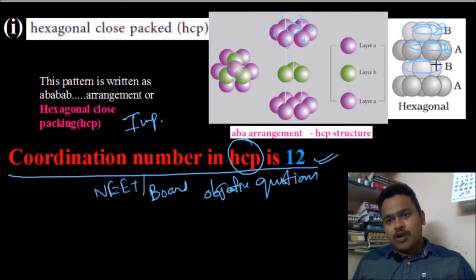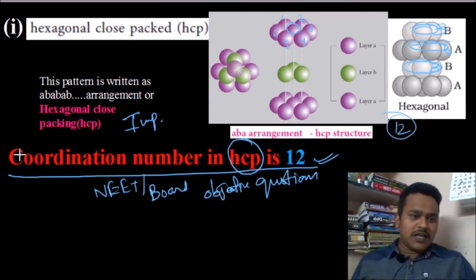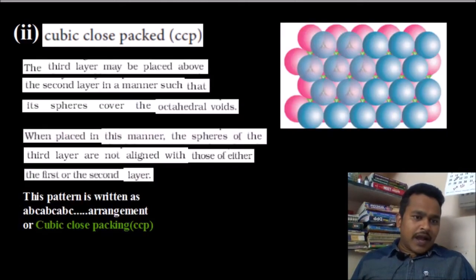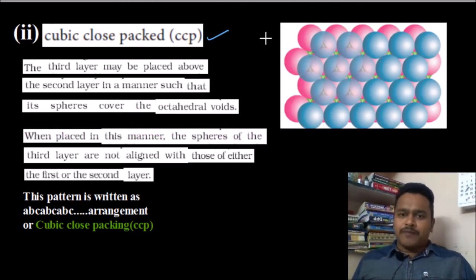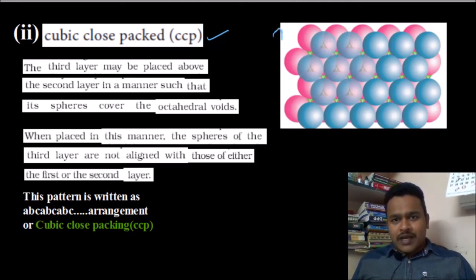Three are there above, three below. Overall 12. So that coordination number is 12 here. And now you can go for the cubic close packing. Again I am coming to my concept. First layer is over. Now second layer is over.